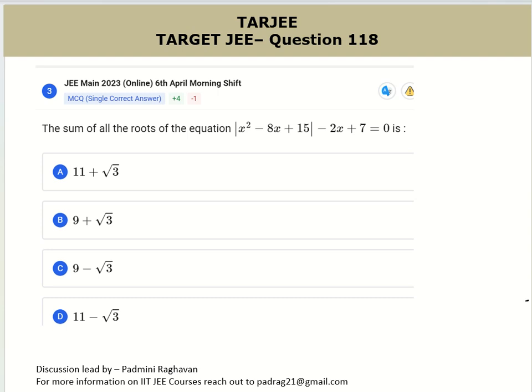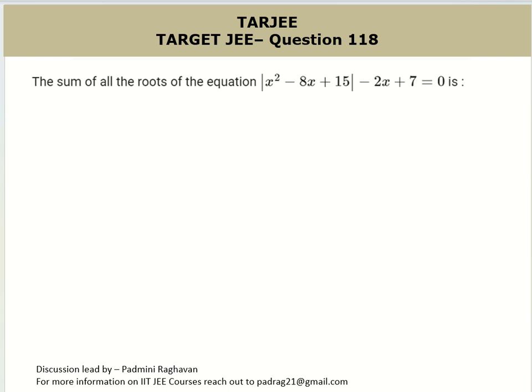The sum of all the roots of the equation x|x² − 8x + 15| − 2x + 7 = 0. The options are 11 + √3, 9 + √3, 9 − √3, 11 − √3. Let's see how to solve the question.